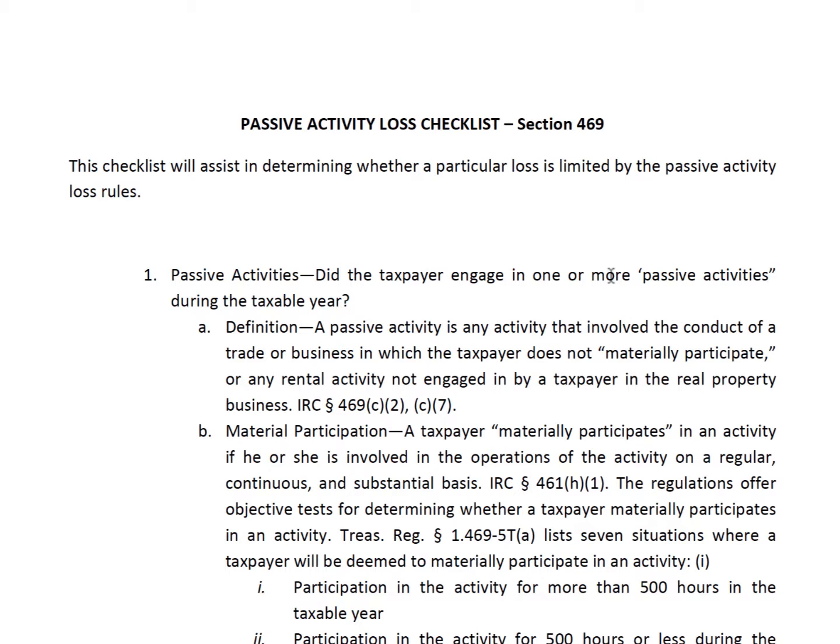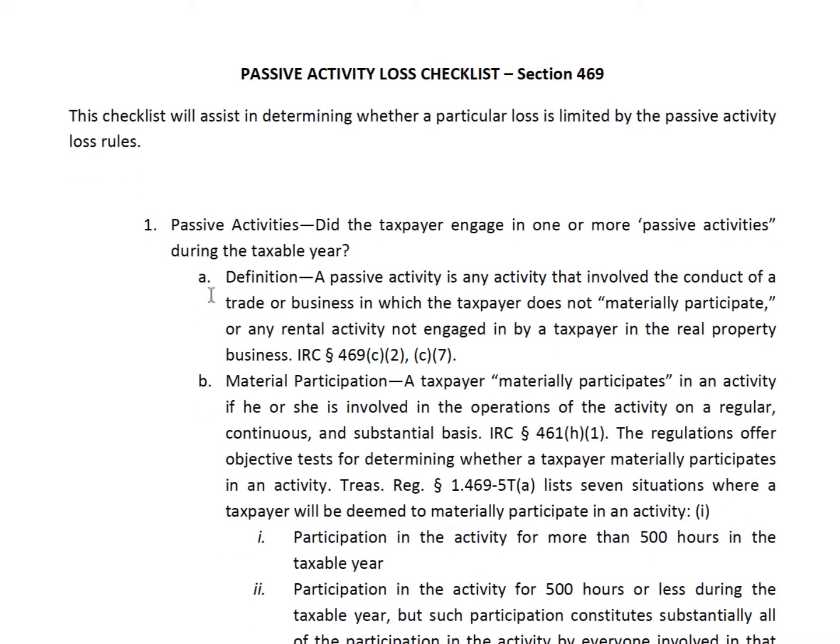Now you can do multiple activities. It doesn't have to be just one activity within the basket. You can do all the activities in the basket, but you can only offset losses within a basket, right? Portfolio, passive or active, with income in the same basket, and that's the general rule.